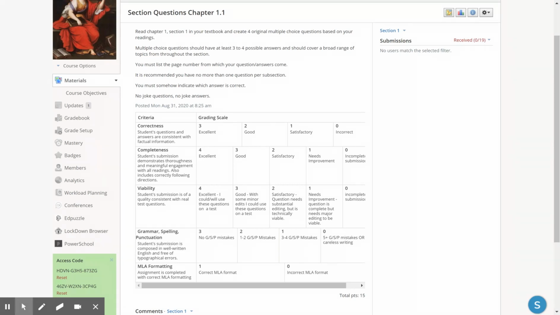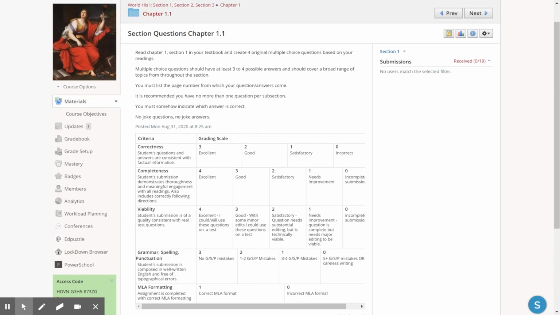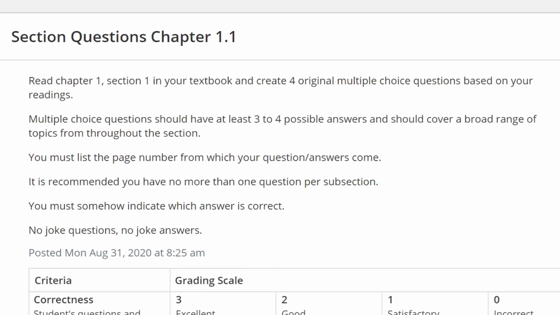Okay. So the first place where you'll find a full write-up of the rules for how to do section question assignments is in the very first of them that will be assigned to you, which is the section questions assignment for Chapter 1, Section 1. I'll read through the rules first, and then just comment on things at the end of it.